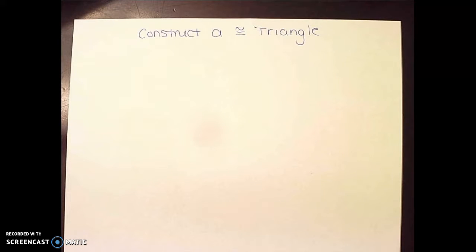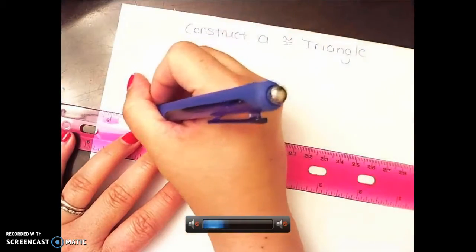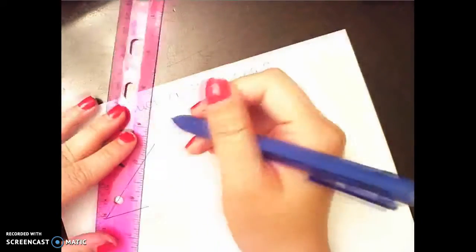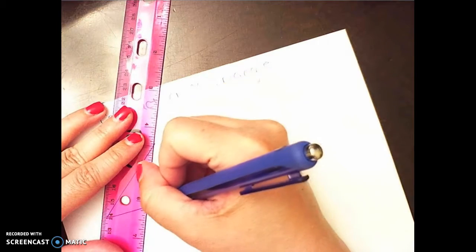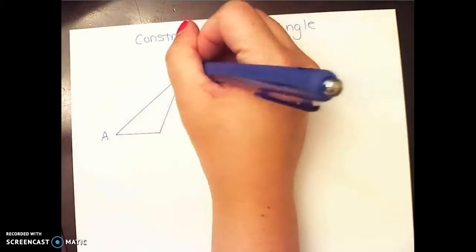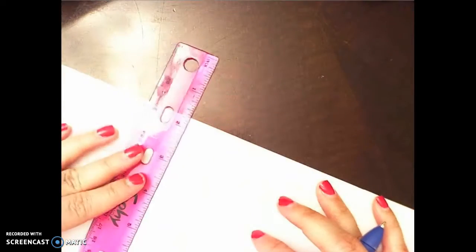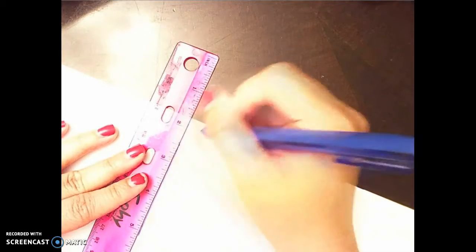In this video, we are going to construct a congruent triangle. So we need to start with a triangle on our paper, and I'm going to name this triangle ABC. A, B, C. And then the other thing I'm going to start with is a line segment. This is usually how they set up the problem.